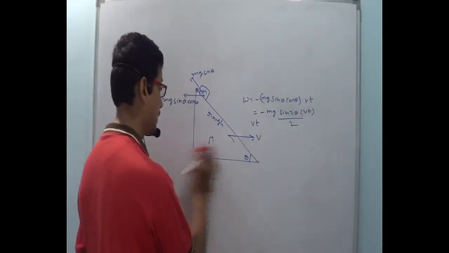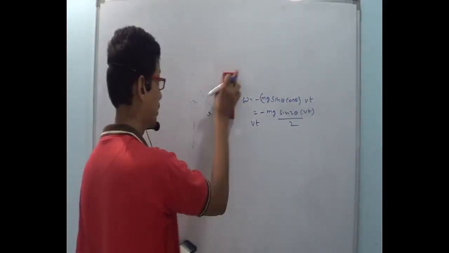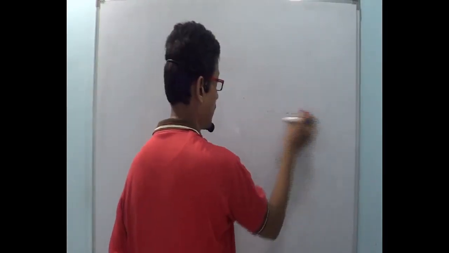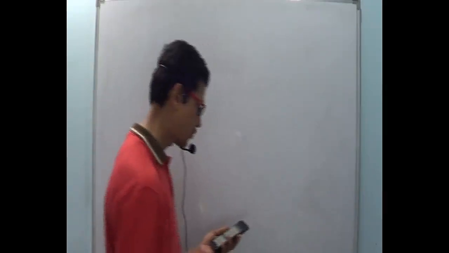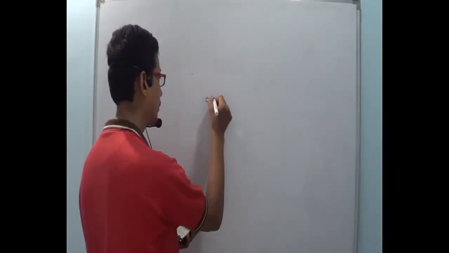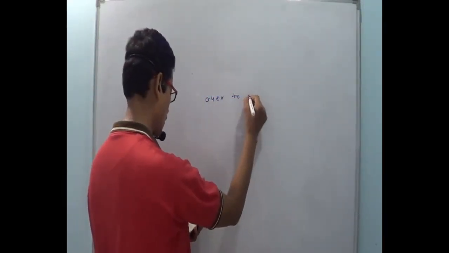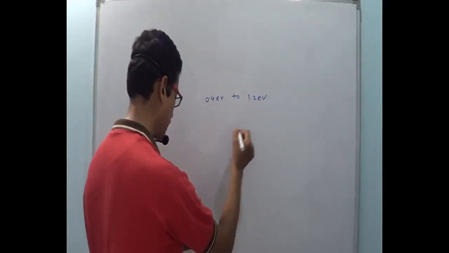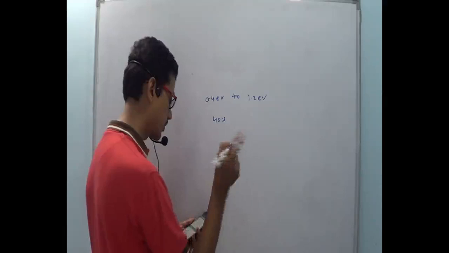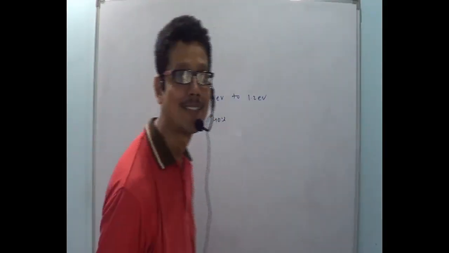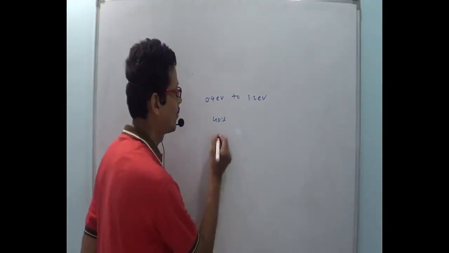I'm erasing this. 21st question, numerical based. The maximum kinetic energy of the photoelectrons increases from 0.4 electron volts to 1.2 electron volts as the frequency of the incident radiation is increased by 40%. What is the work function of this metal? Okay.